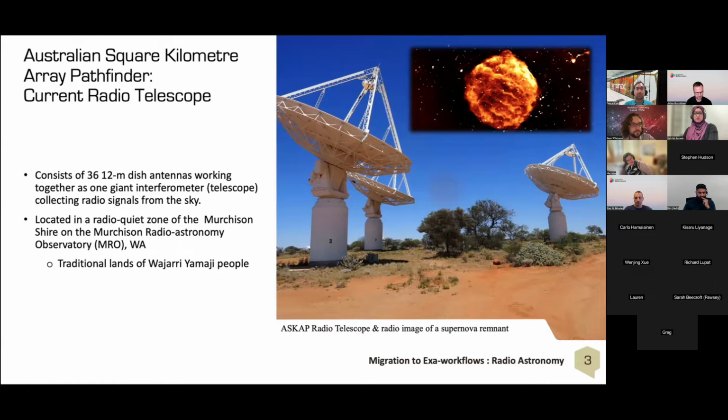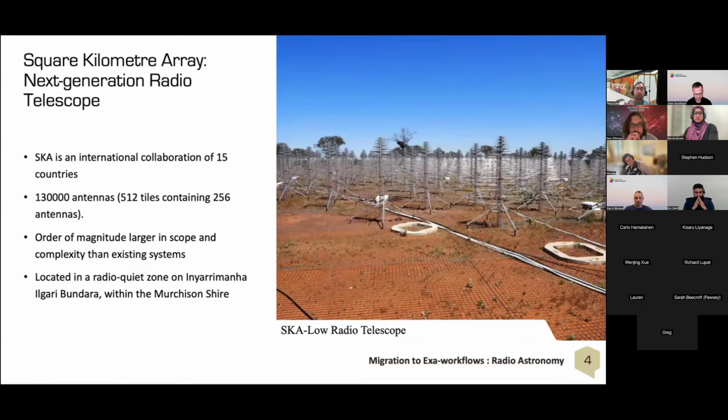This is a current telescope, but to give a context of where we're going, one of the largest science projects in the world is the Square Kilometer Array, which is the next generation radio telescope. It's a collaboration between 15 countries. There's going to be a lot of components to this radio telescope in terms of physical antennas. So it's 130,000 antennas. But there's a real complexity to integrating all this information and then processing it and producing science results. This also happens to sit in the Murchison Shire, specifically on Inari Mana Irgar Bundara, which is also Madri Yamiji country. It's the radio quiet zone, and it happens to be, of course, because in Western Australia, for the most part, most of the population is concentrated in Perth.